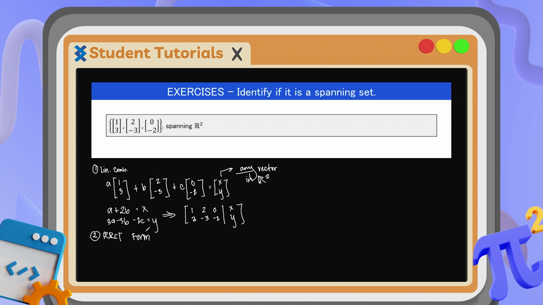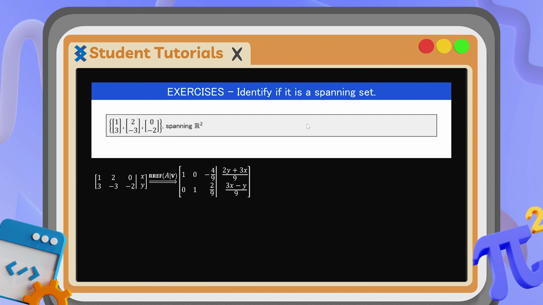So this RREF form will show us what kind of solution we will get, and it determines whether this set is a spanning set or not. When you get the RREF of this augmented matrix, you should get something like this. This one shows us the following equation: A minus 4 over 9 C is equal to 2y plus 3x over 9. Similarly, we have B plus 2 over 9 C equals 3x minus y over 9.